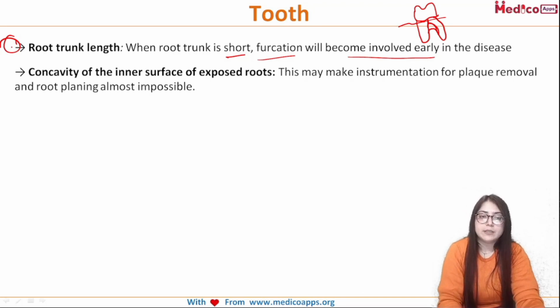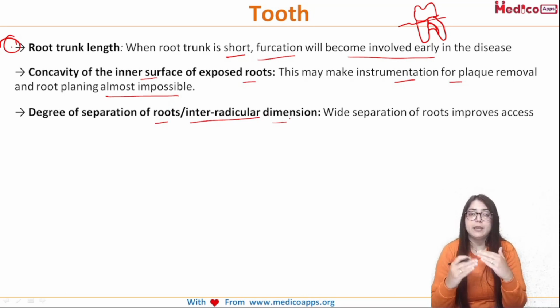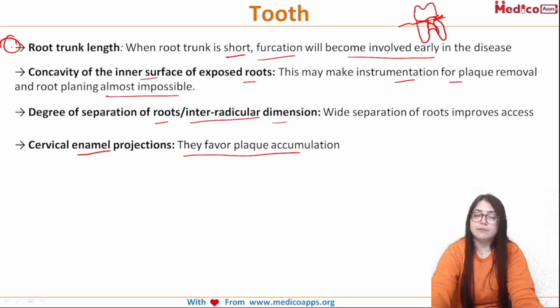Then concavity on the inner surface of the exposed roots. This may make instrumentation for plaque removal and root planing almost impossible, because of which recession will take place. Then degree of separation of roots, or the interradicular dimension. Wide separation of the roots improves access. Then cervical enamel projection favors plaque accumulation. Here you might have seen a structure like this. This is known as cervical enamel projection, which is eventually responsible for this furcation involvement.